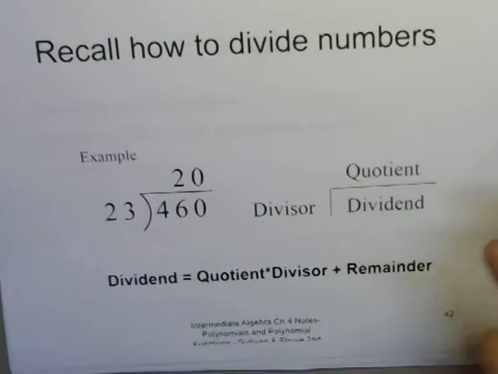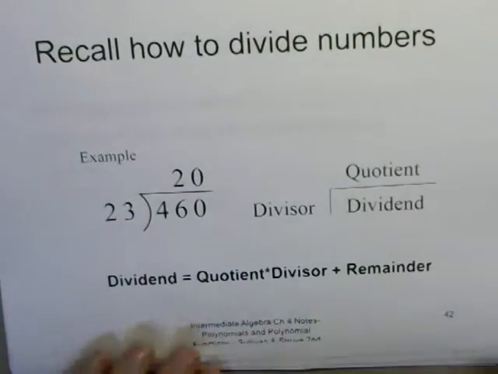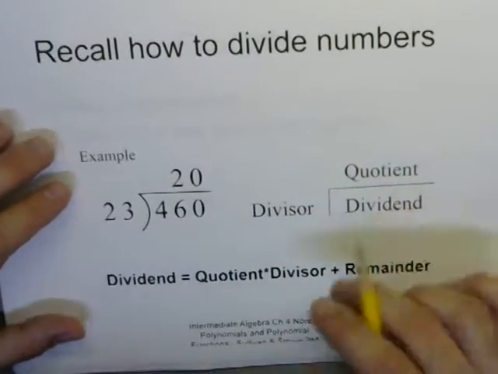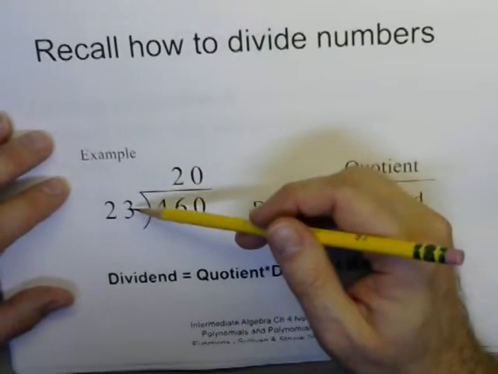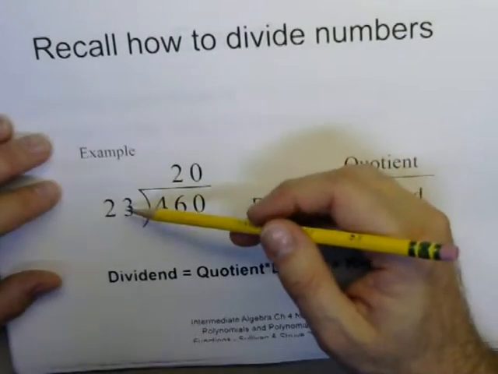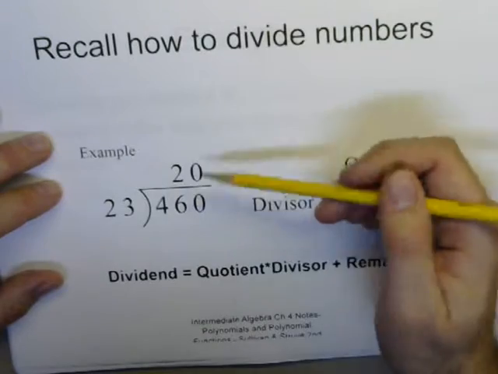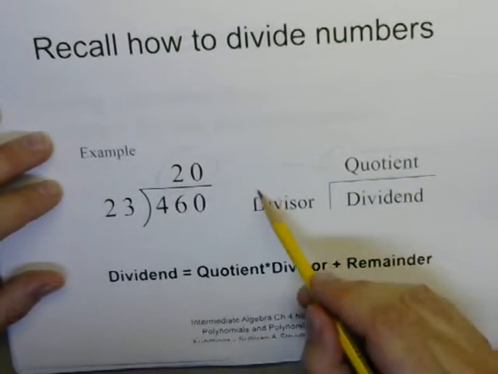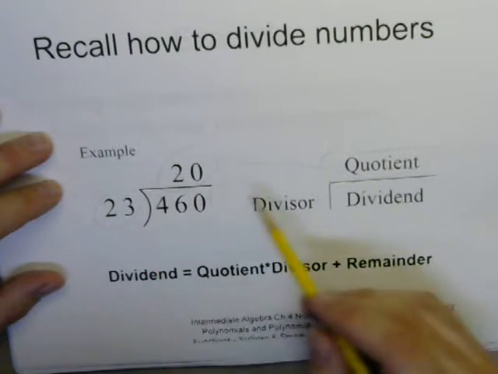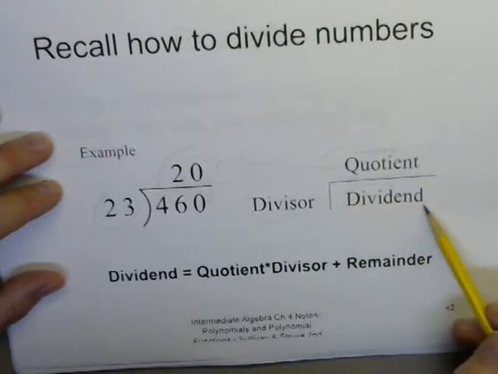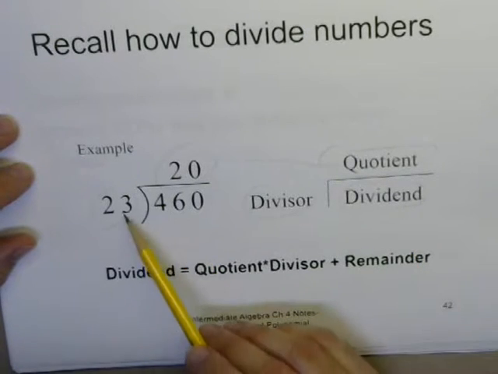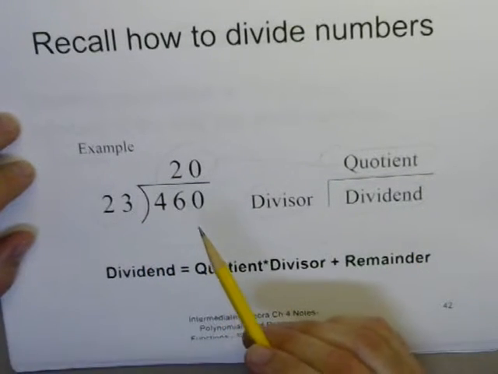Let's talk about how to divide numbers first of all. So you might remember, for example, if you wanted to take, say, 23 and divide it into 460. Remember, this thing up here is called the quotient. The thing you're dividing by is called the divisor. And the thing you're dividing into is called the dividend, right? So in this case, 460 would be the dividend, 23 would be the divisor, and 20 would be the quotient.